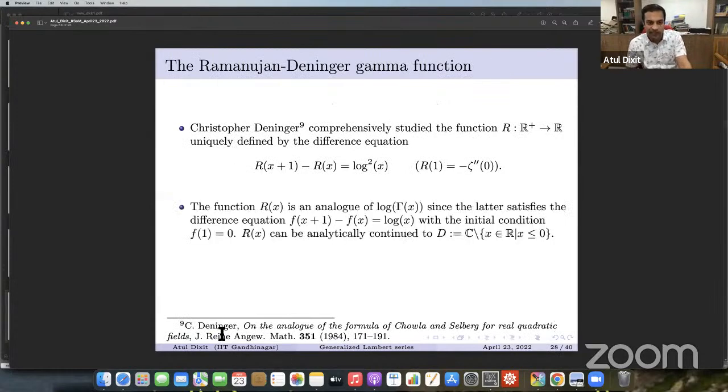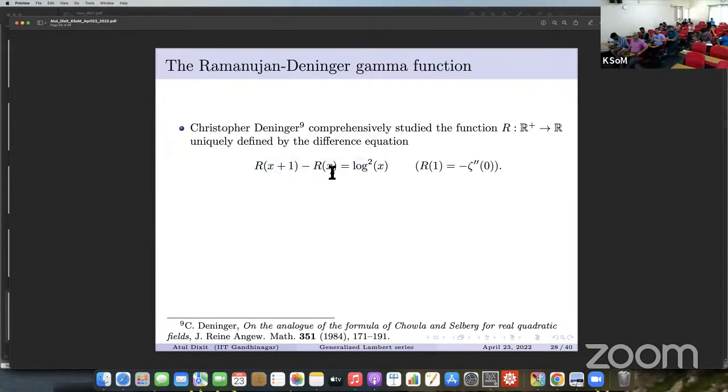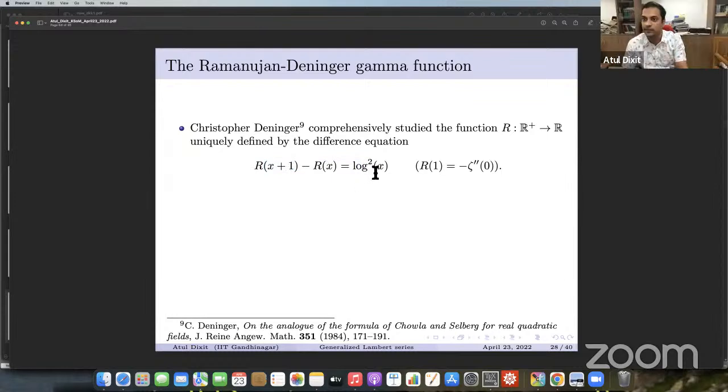He wrote a paper in Crelle, which was quite influential. He studied comprehensively a function he called R, which is a function from positive reals to reals, which is uniquely defined by means of this difference equation. R of x plus 1 minus R of x is log square x, with R at 1 being this initial condition.